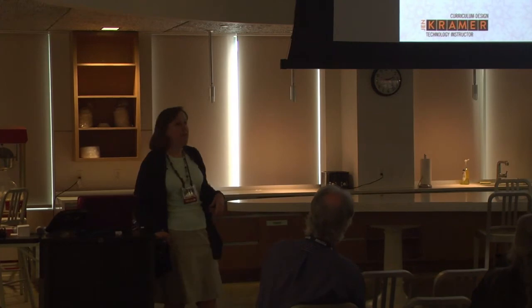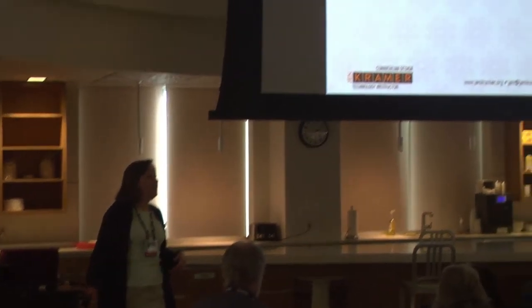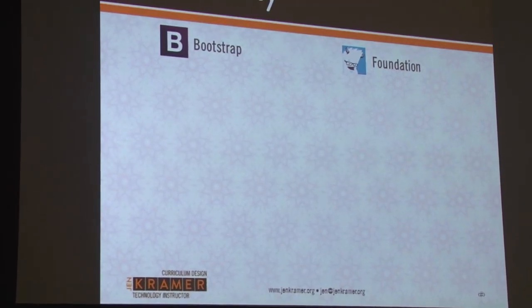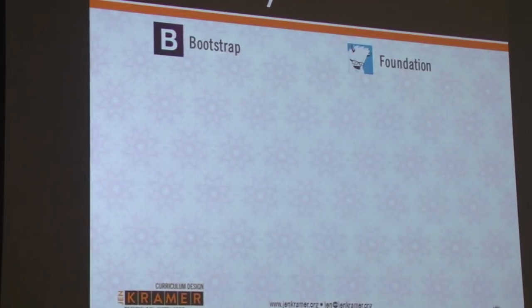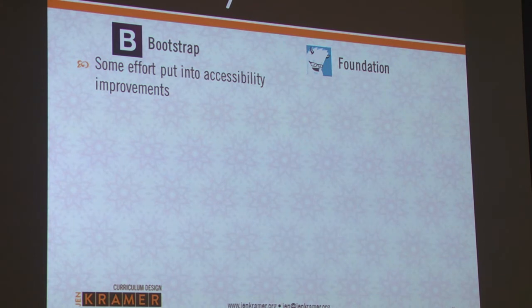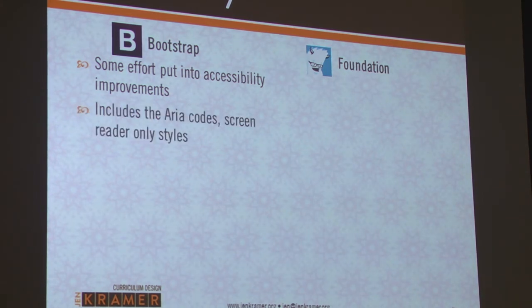Okay, accessibility. This is a very interesting area that people frequently overlook when it comes to front-end web development, but accessibility may be very important based on what kind of client you have, what you're doing, Section 508 requirements, and so forth. Bootstrap has put some effort into accessibility improvements in version 3. And in fact, they've started to include a lot of ARIA codes. Those codes were included in version 2. They've expanded on those. They now also offer some screen reader only styles.